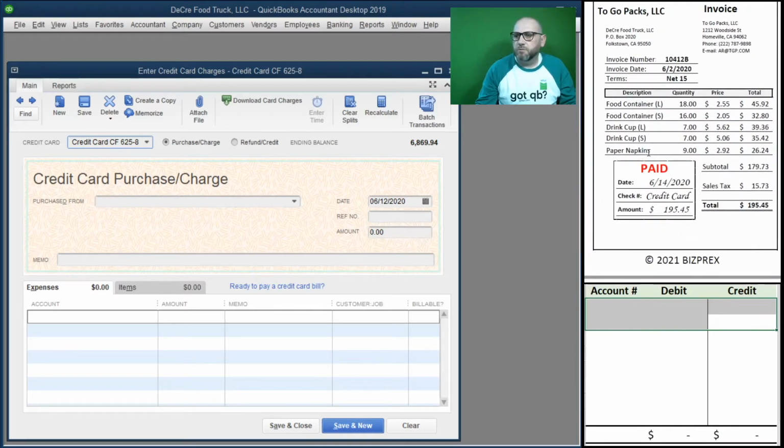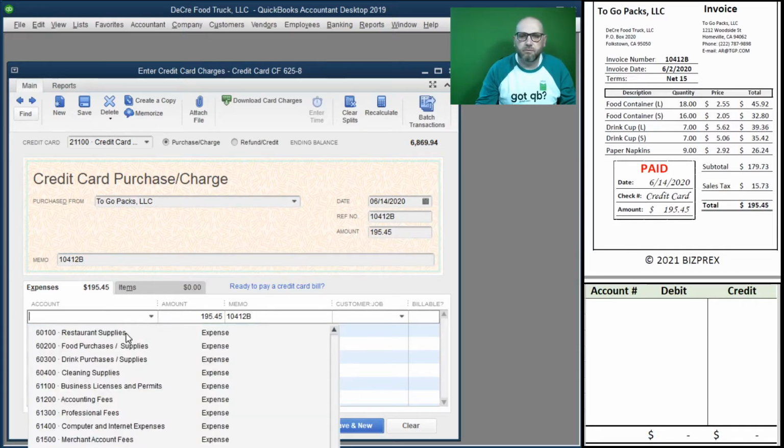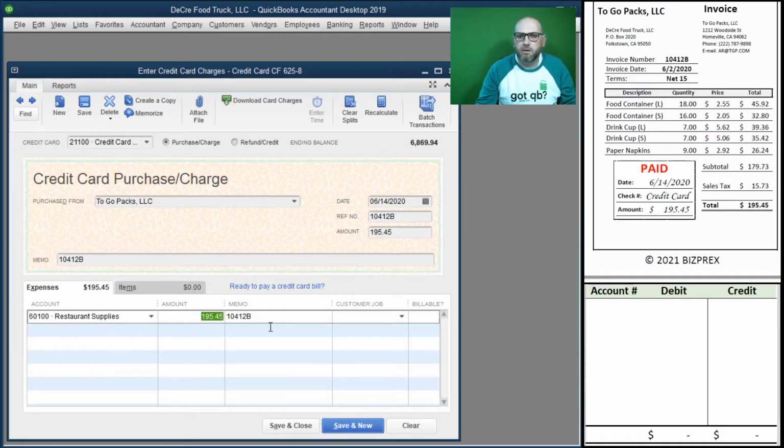Next one is also paid by a credit card. All right. What do we have here? We have food containers, drink cups, so on and so forth. Those are our restaurant supplies. All right, we're good. Let's go ahead and again reflect it.